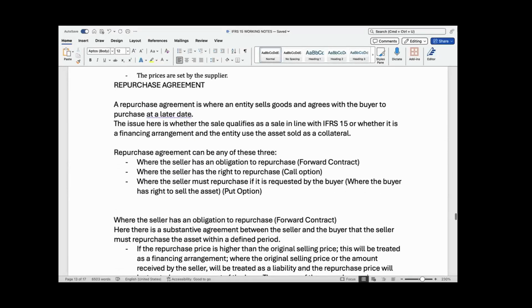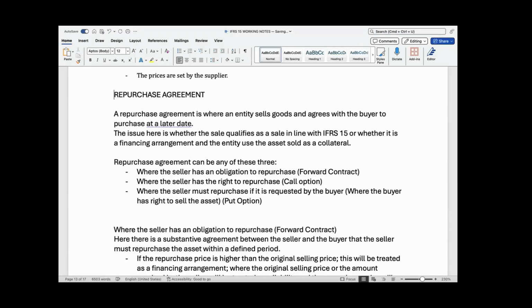Where we stopped was repurchase agreements. And the whole idea for a repurchase agreement is two things, because from the name, repurchase agreement, it means that you had already sold the goods to another party. Then you agree with that party that you want to repurchase it from them, of course, at a future date or at a later date. So that's why they call it a repurchase agreement.